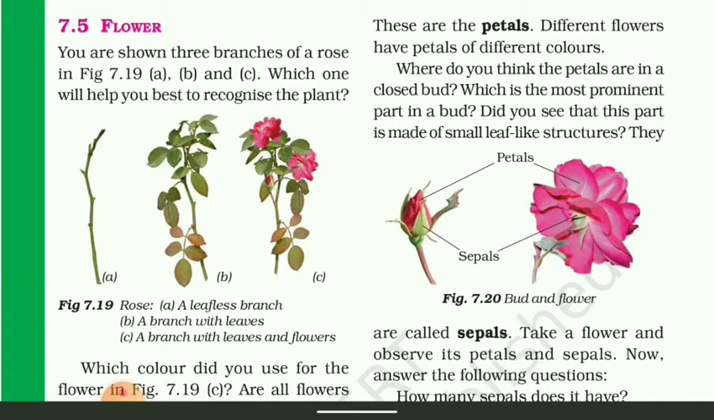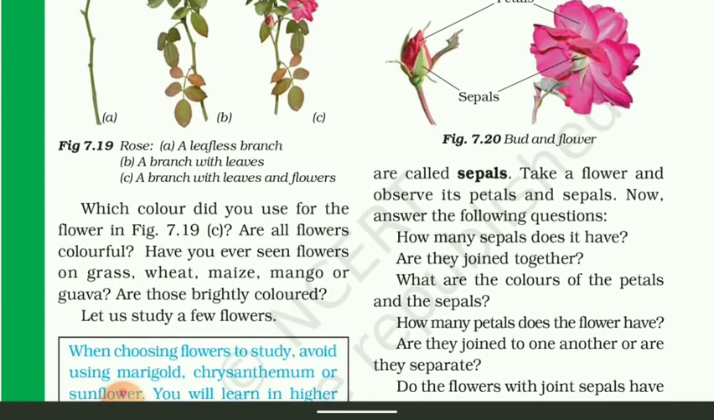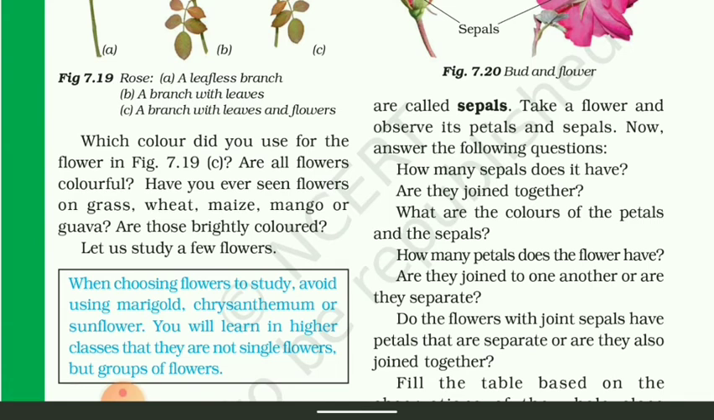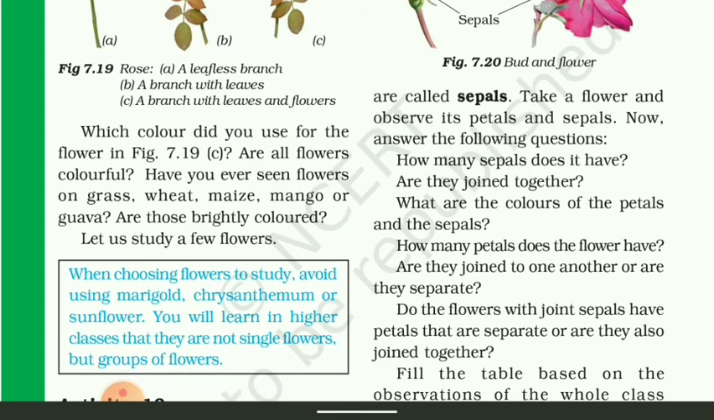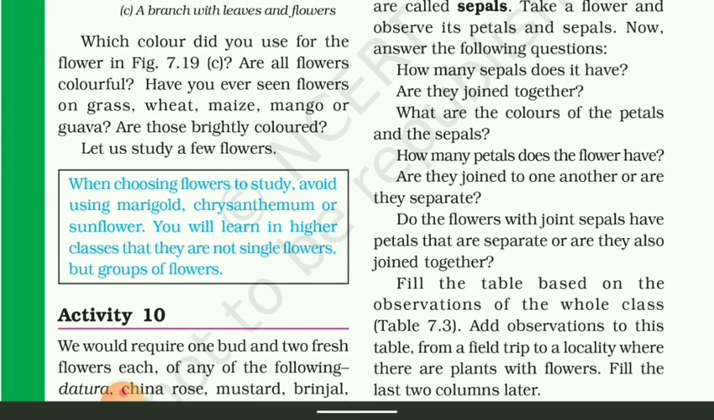Which one will help you best to recognize the plant? Which color did you use for the flower in figure 7.19C? Are all flowers colorful? Have you ever seen flowers on grass, wheat, maize, mango, or guava? Are those brightly colored? Let us study a few flowers. When choosing flowers to study, avoid using marigold, chrysanthemum, or sunflower. You will learn in higher classes that they are not single flowers but groups of flowers.